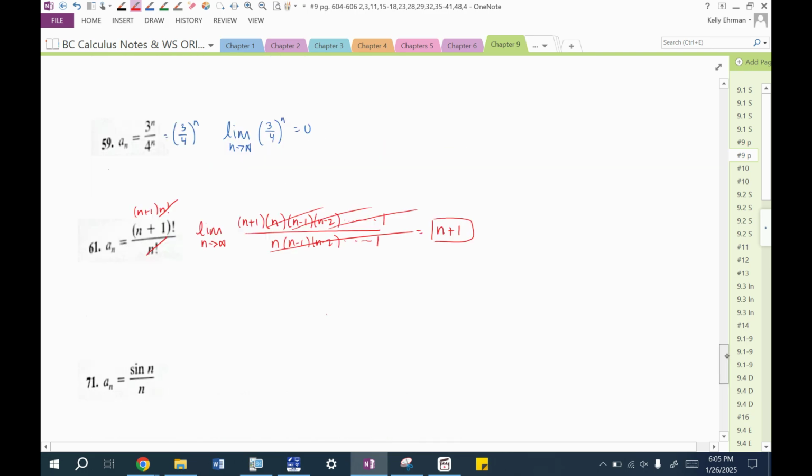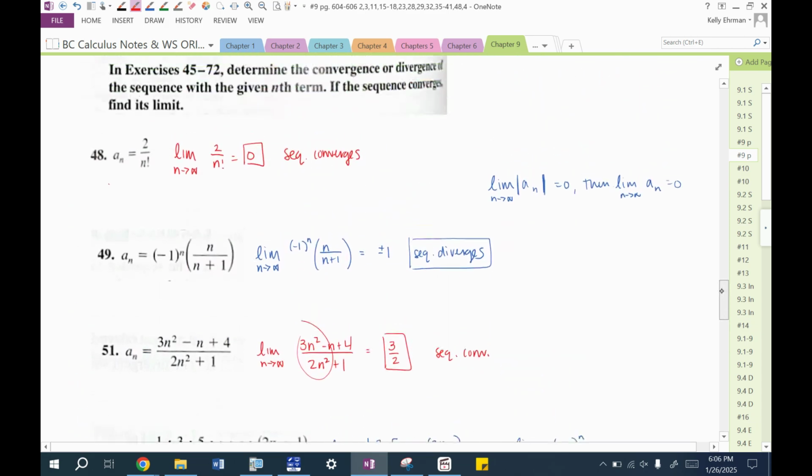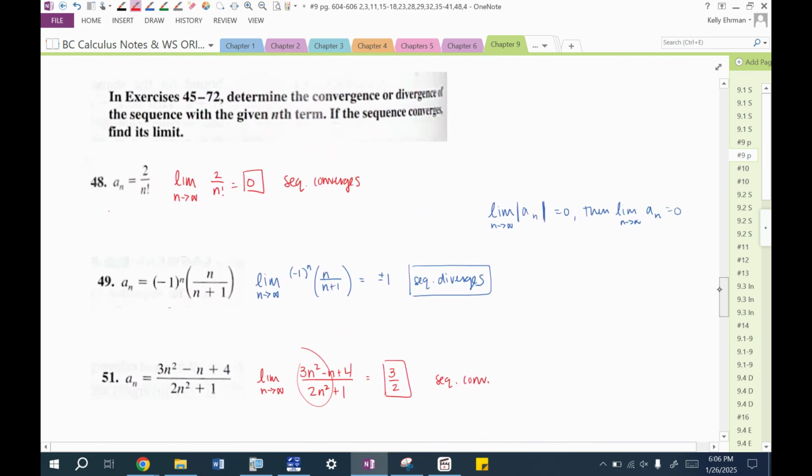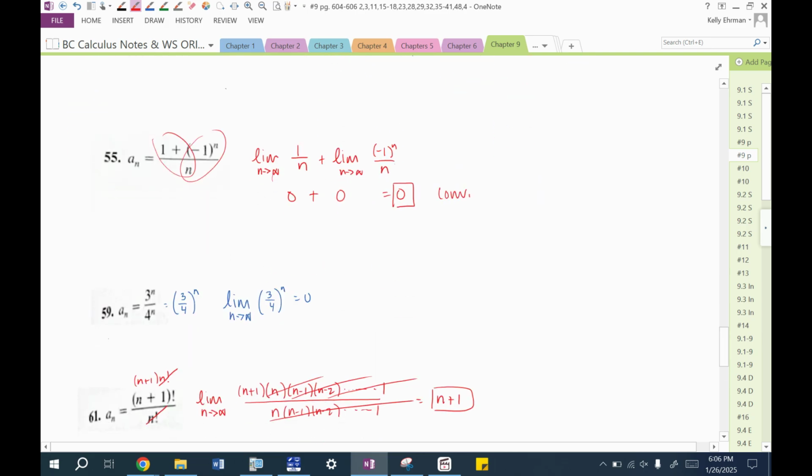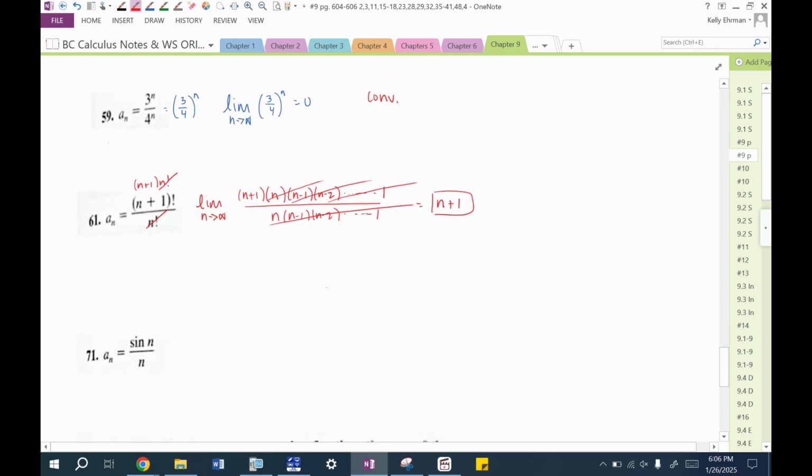Oh, and am I supposed to be saying converge, diverge? Oops, sorry. Okay, converges, converges, converges, converges, converges. All of these sequences are approaching one value. This converges to whatever n plus 1 is.